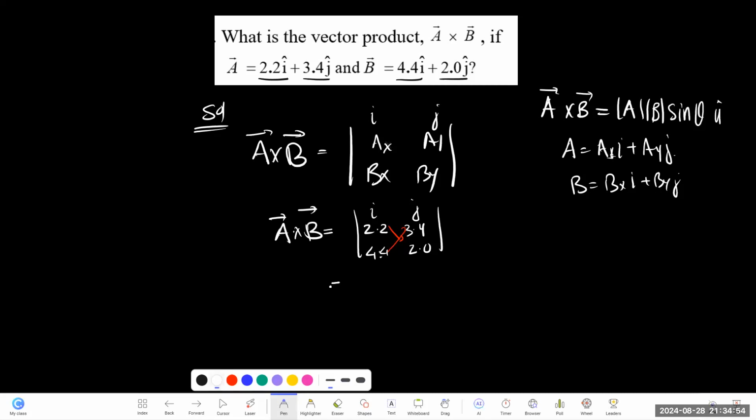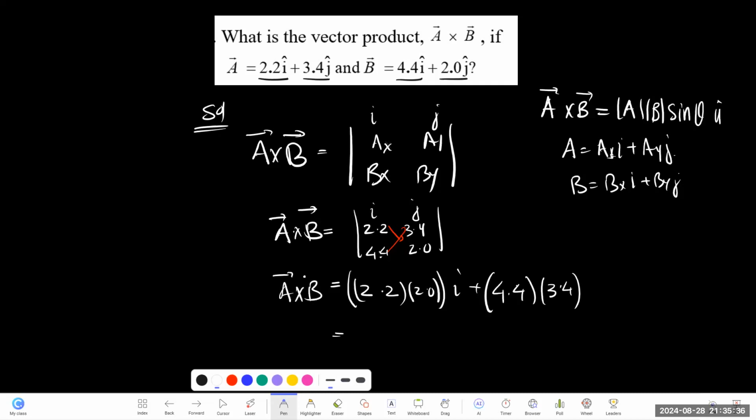So the answer will be 2.2 times 2.4, and both should be inside I, right? And this one is 4.43. I'm going to get this one. So you multiply that, and whatever you solve, that's going to be your answer. But pay attention, this is going to be a vector.